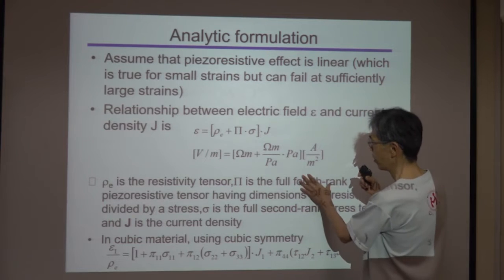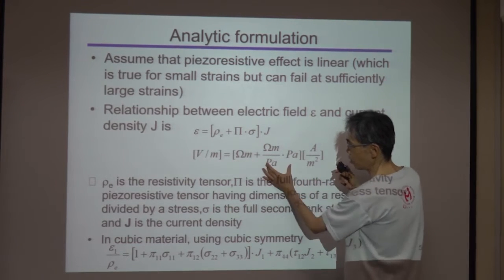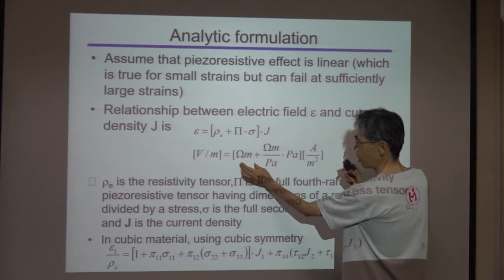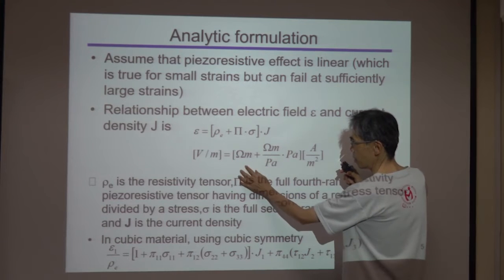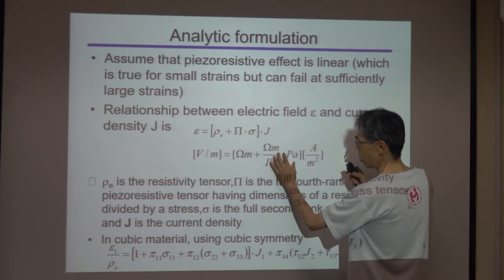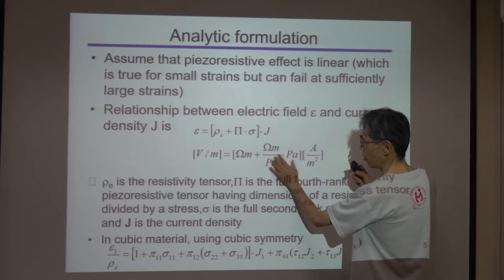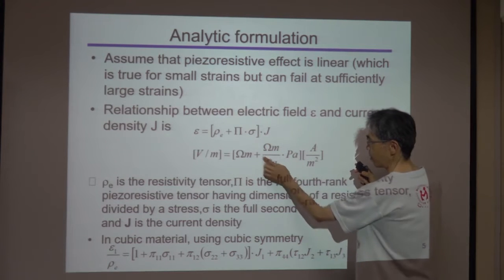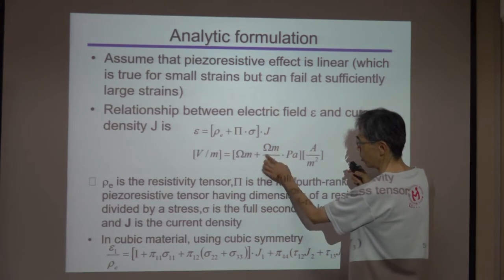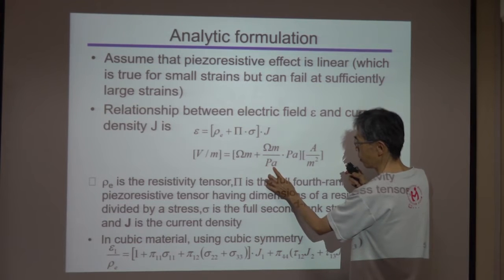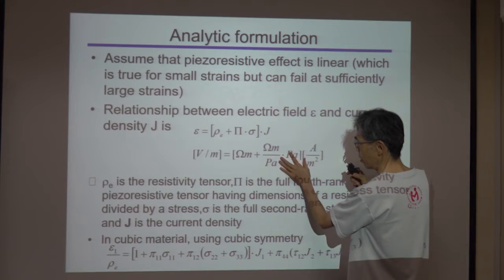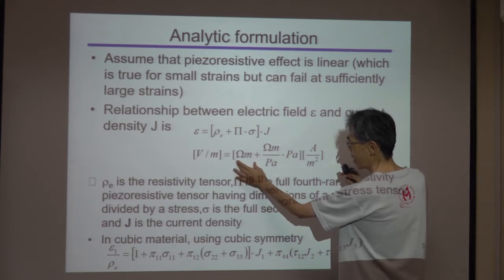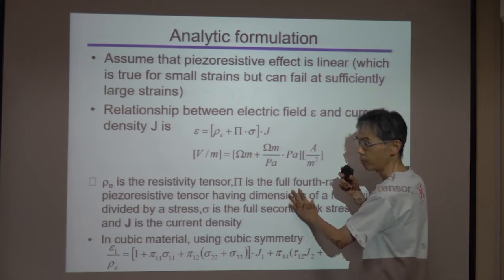Then, in order for these two items to be added together, they need to have the same unit. So if this item's unit is ohm meter, the unit for this one needs to be ohm meter. And if this unit is Pascal, the unit for this one must be ohm meter divided by Pascal. So Pascal cancels out. We are left with ohm meter. Ohm meter and ohm meter can be added together.